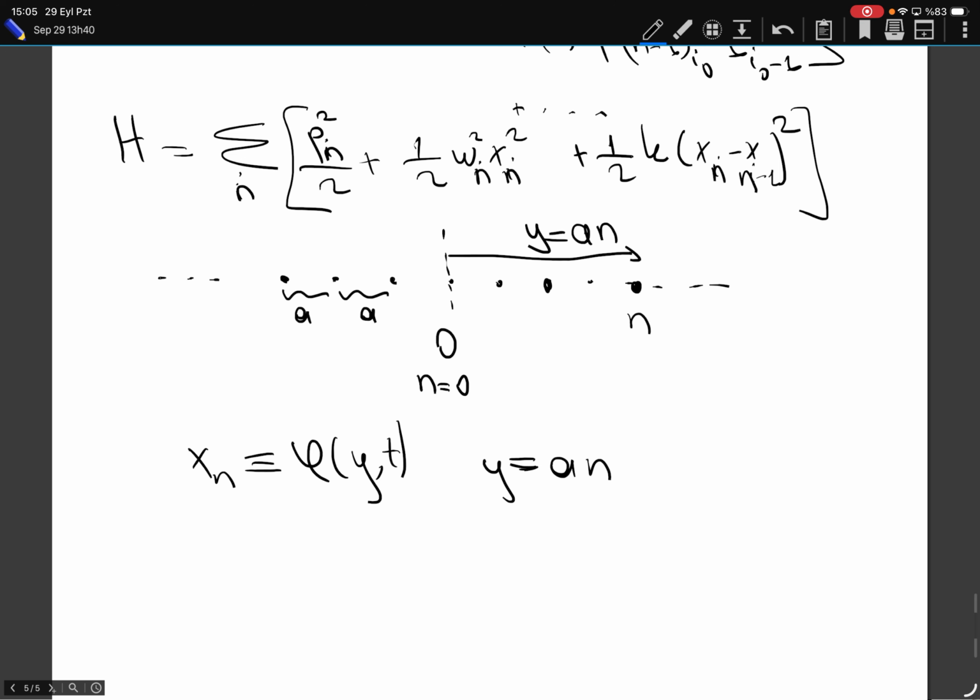But of course, how much he leans forward or backwards will depend on time. That is what I call phi. Phi, if you like, is how much the person at the position y leans forward at the time t.